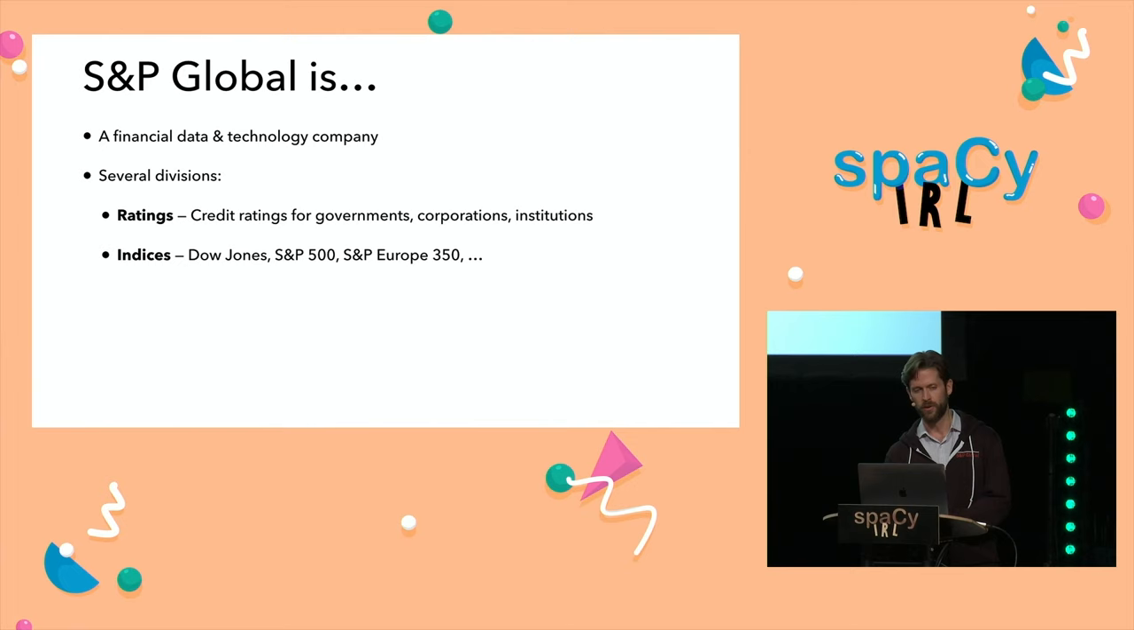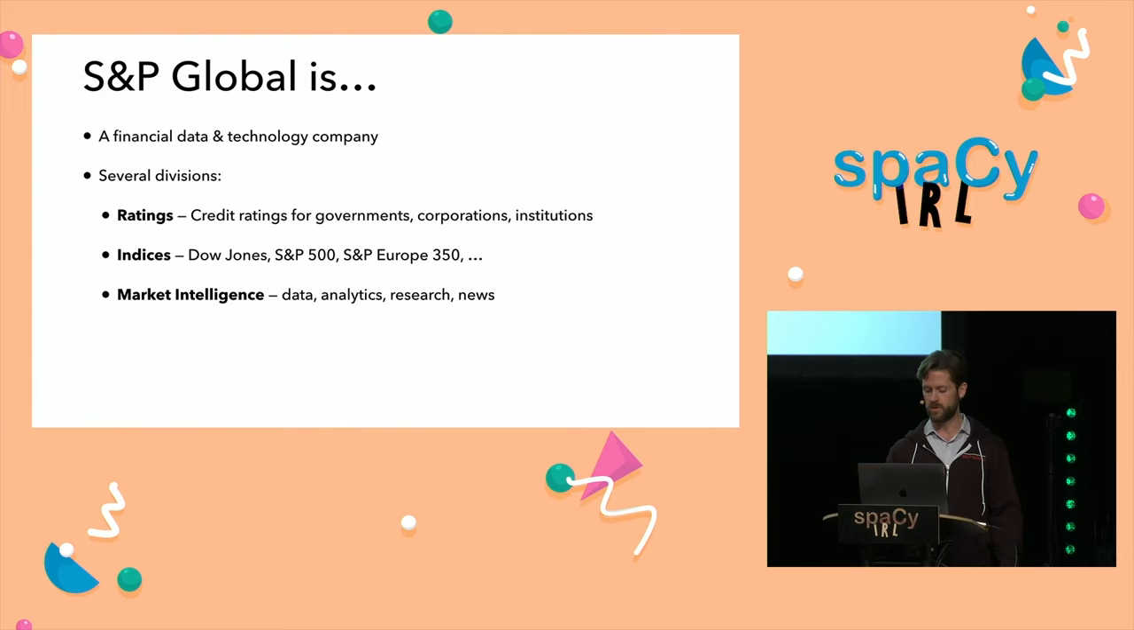If you've heard of the Dow Jones or the S&P 500 stock indices in the States, or maybe the S&P Europe 350, that's also S&P through our indices division. There's also the market intelligence division, which is our general purpose data analytics, research and news arm. And there's also a division called Platts that focuses on energy analytics.